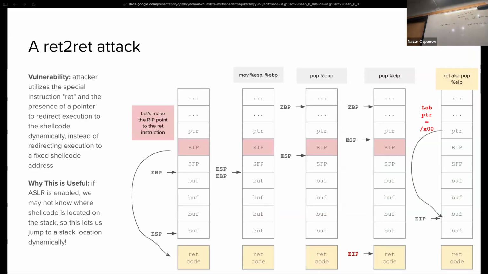When ASLR is enabled. Right, because what does ASLR do to addresses? So these usual attacks where we overwrite the value of the RIP, unless we can dynamically get the value of the RIP through printf statements, those don't work anymore.